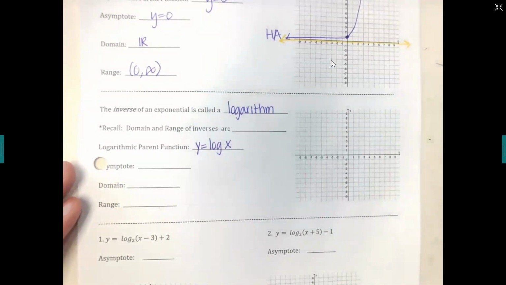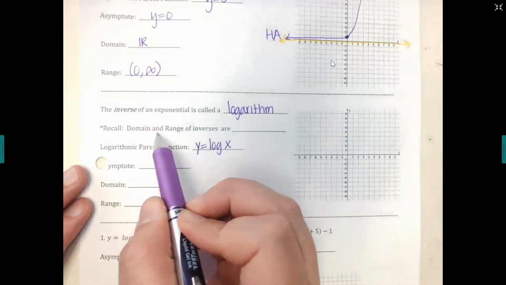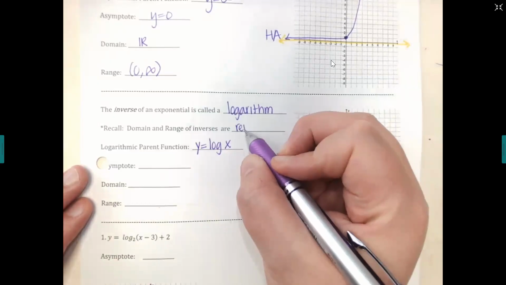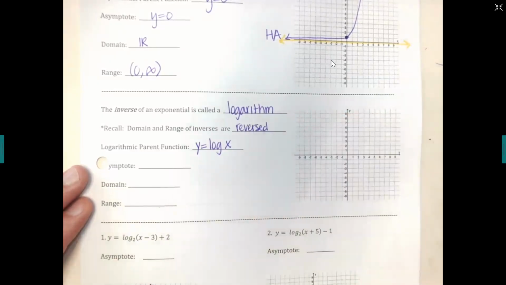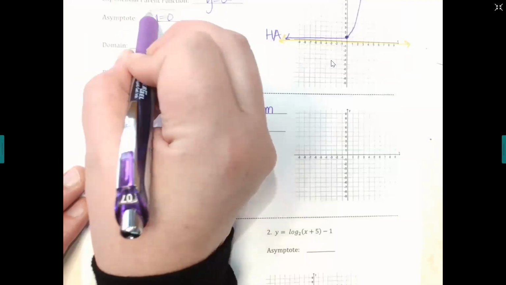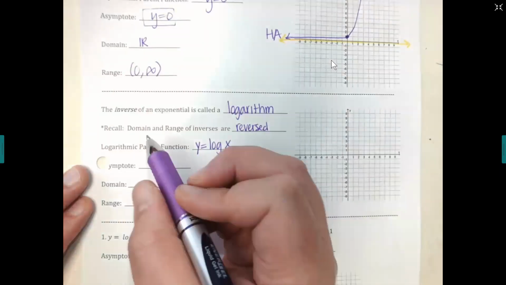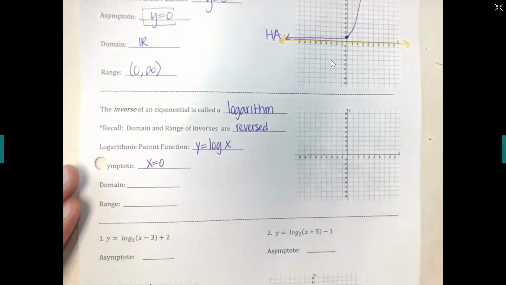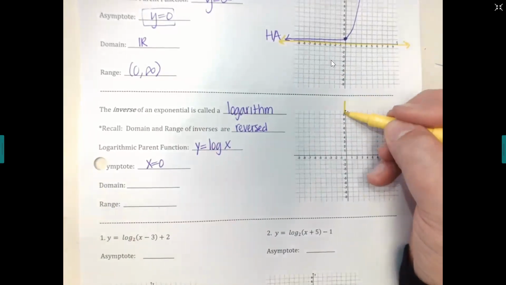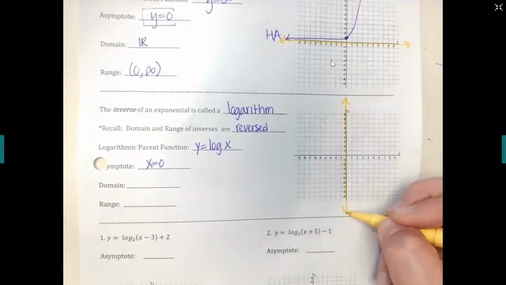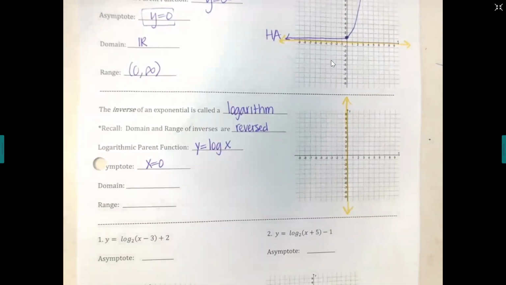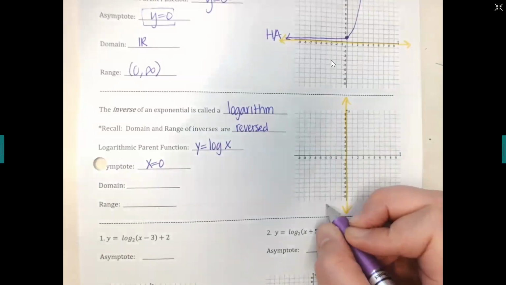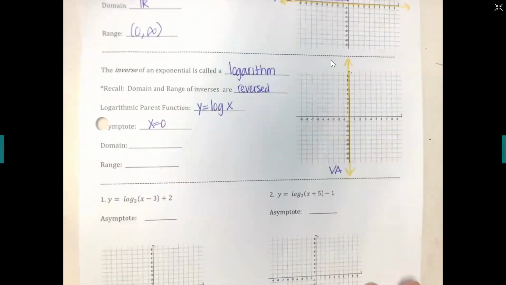And then I want you to remember that when you do an inverse, the domain and range of those are reversed. So rather than my asymptote being y equals 0, now my asymptote is going to be x equals 0, which means that it's going to run this way instead of across. So for the exponential parent function, you have a horizontal asymptote. Okay, for a logarithmic function, you have a vertical asymptote. So I'm going to label that VA for vertical asymptote.